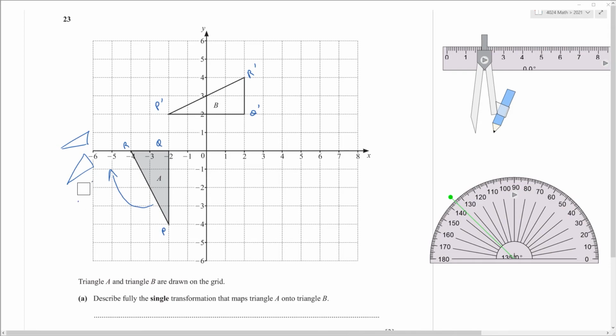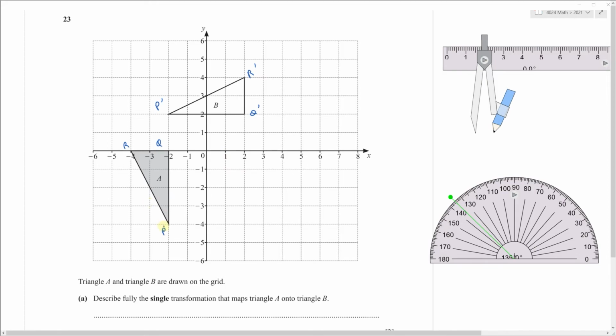So now we have to find the center of rotation, the degrees rotated, and whether it was clockwise or anti-clockwise rotation. So to find the center of rotation, what I'll do, how do you find the center of rotation?